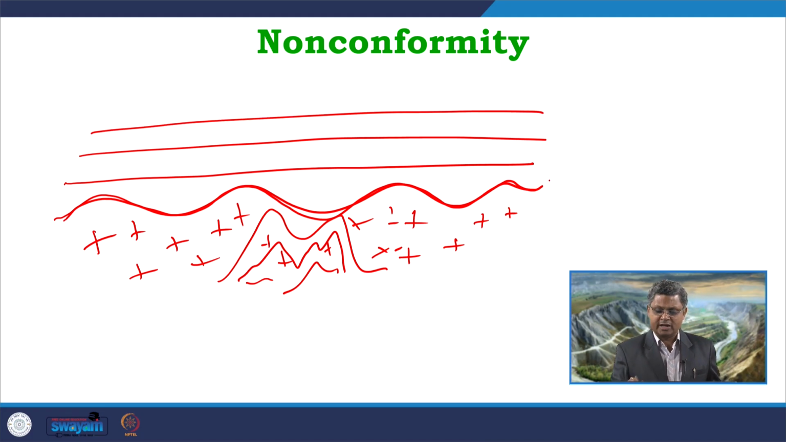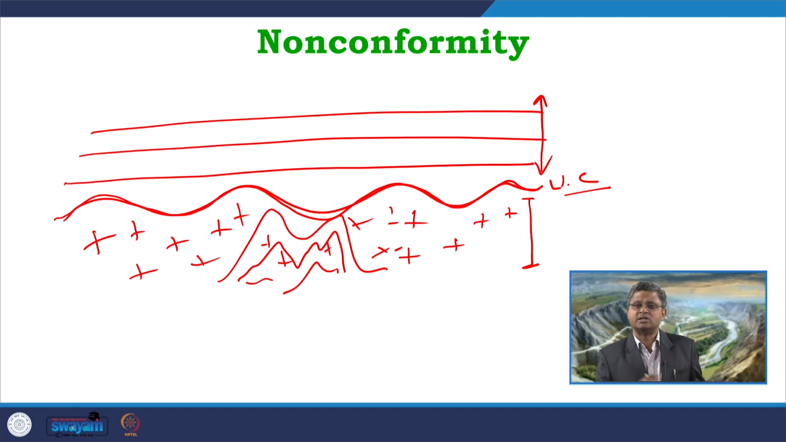So, this particular surface is the unconformity surface separating these older igneous or metamorphic rock bodies, which are the basement rocks, and these cover sediments which are overlying the unconformity surface. So, this is a non-conformity.